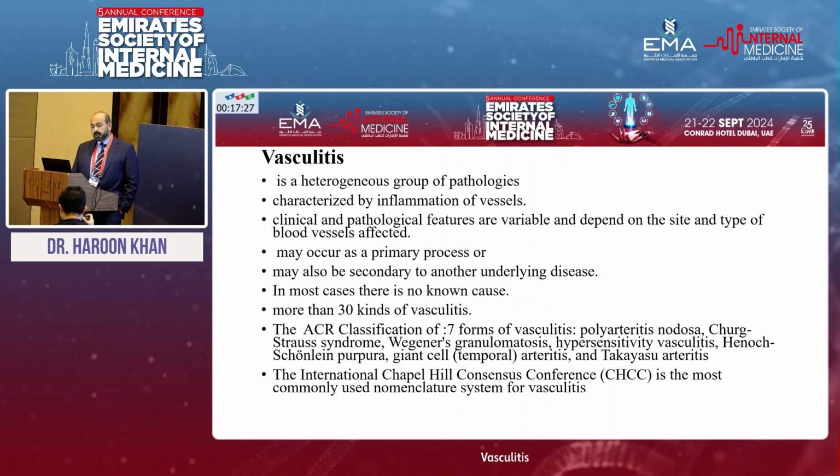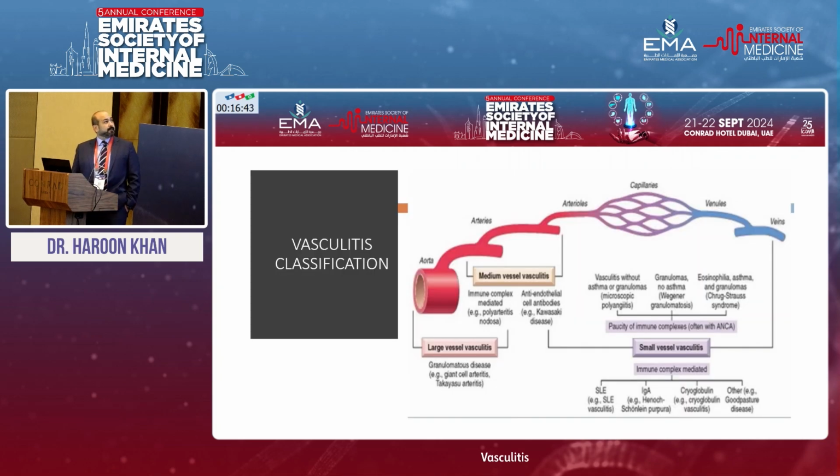Previously, before the CHCC, the American College of Rheumatology came up with a classification, and they gave us about 7 forms of vasculitis, which I'm sure most of us are aware of, including polyarteritis nodosa, Churg-Strauss, Wegener's. By the way, all these names have been changed. Hypersensitivity vasculitis, Henoch-Schönlein purpura, giant cell temporal arteritis, the classic example, and then you have Takayasu. Later on, the International Chapel Hill Consensus met in the early 1990s. They came up with the nomenclature for vasculitis, but again, it was very ambiguous. They sat again and then gave us what we know now. So in most clinical practices, this is what we use.